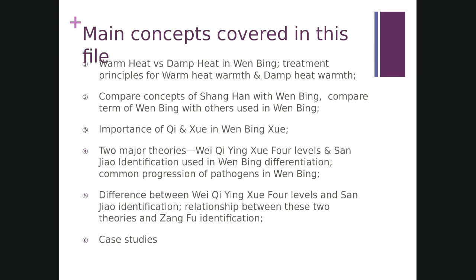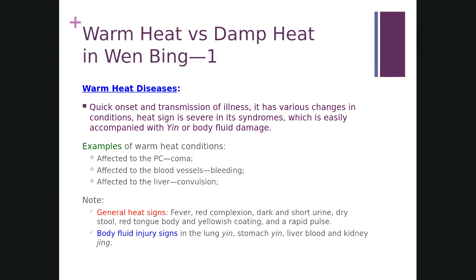And for the following part, we're going to have some basic review of today's concepts, and do a very basic case study. So what does warm heat disease mean? From this slide, it tells us warm is a very quick onset and transmission illness, and has covered various different changes in the conditions.